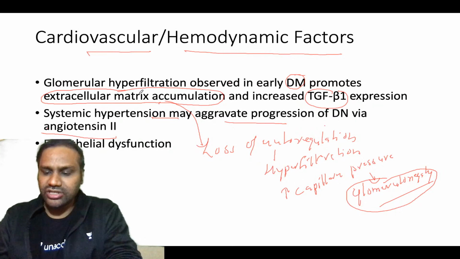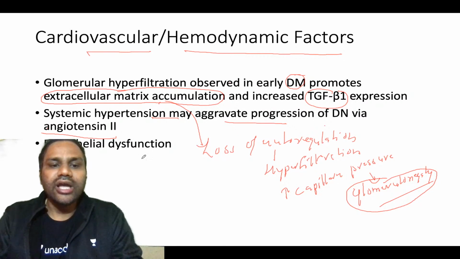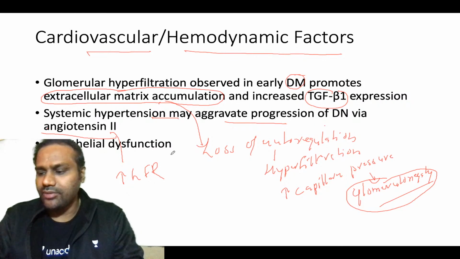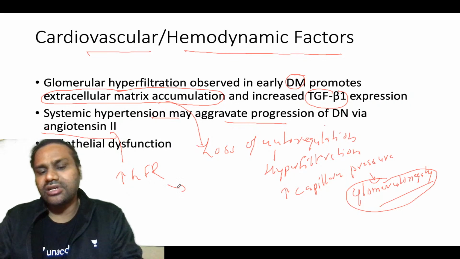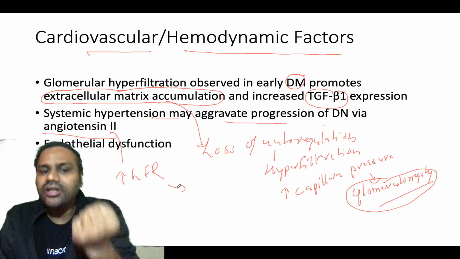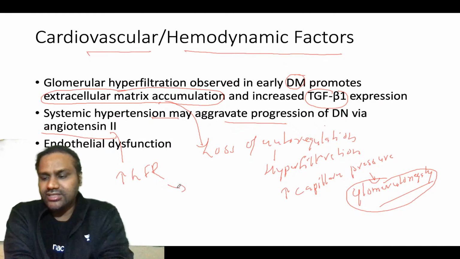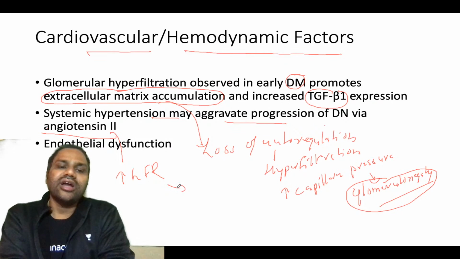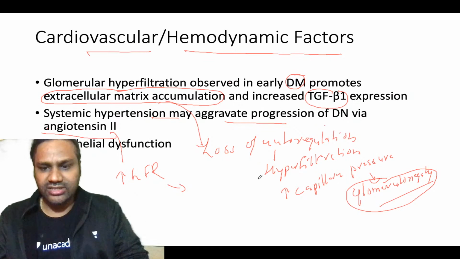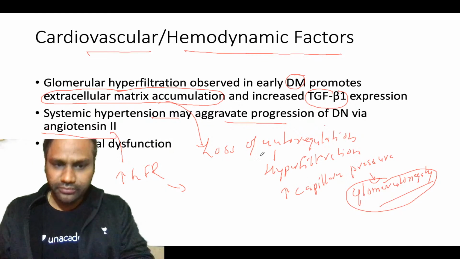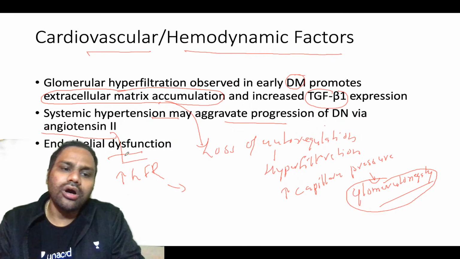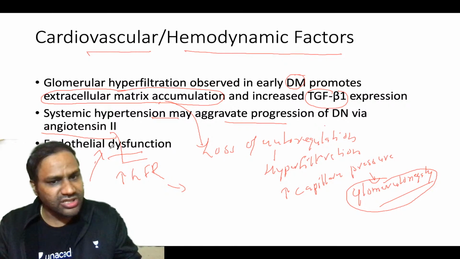And then there will be angiotensin 2. Angiotensin 2 will increase GFR, and basically permeability, and this will result from constriction of the efferent arteriole. That will again increase GFR, and the increase in GFR will again increase extracellular matrix accumulation, and that extracellular matrix accumulation will result in glomerulomegaly. And obviously endothelial dysfunction occurs because of oxidative stress and all.